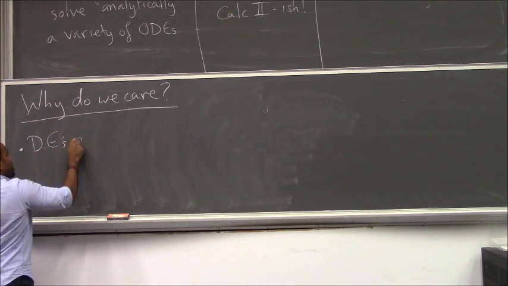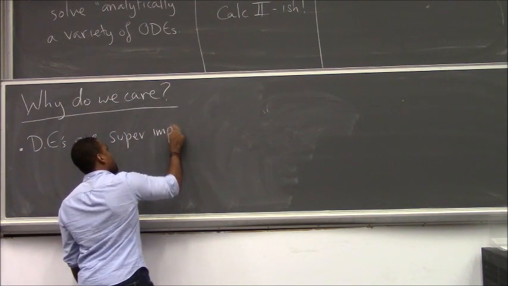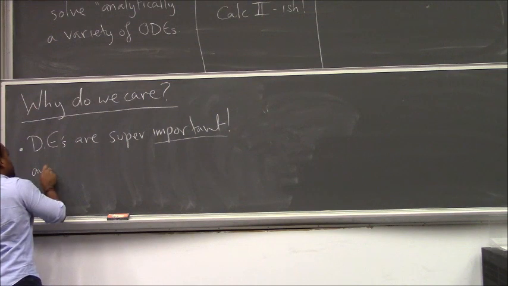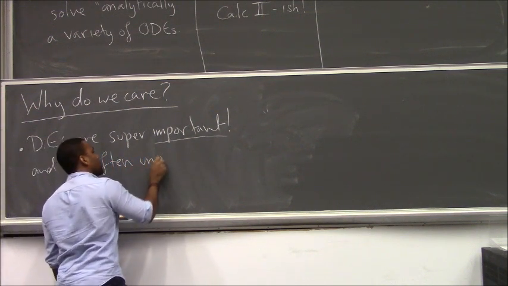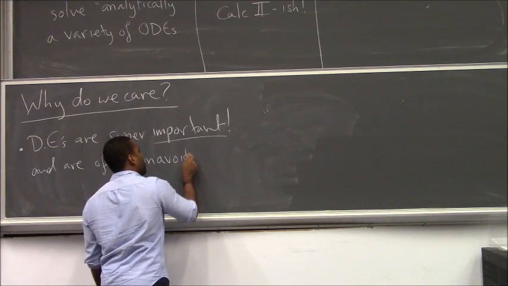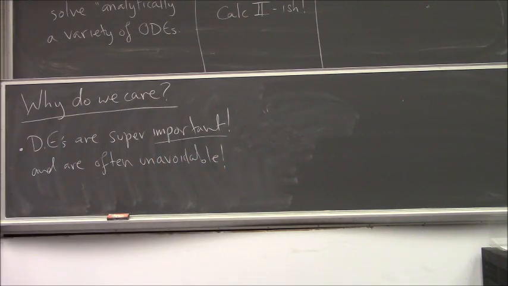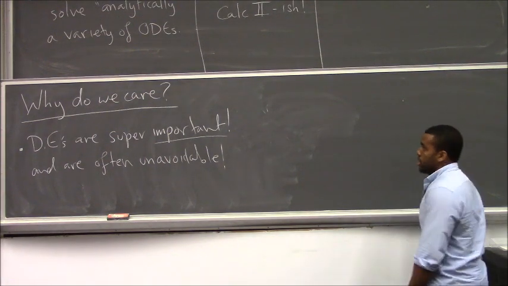Differential equations are super important, and are often unavoidable. It turns out that there are many things we can discover about the natural world that the best way to express would be in terms of a rate of change.